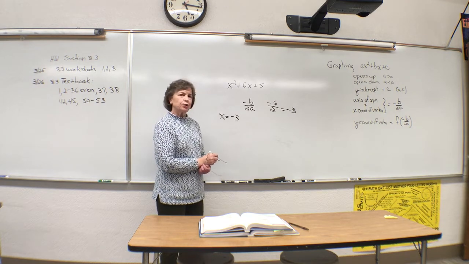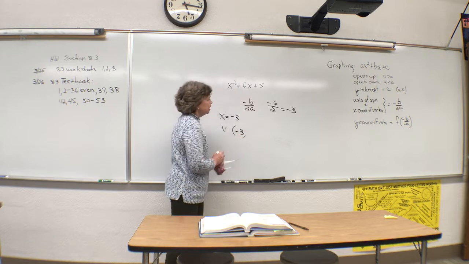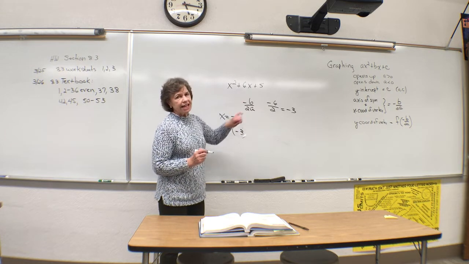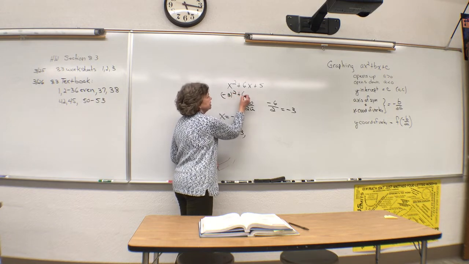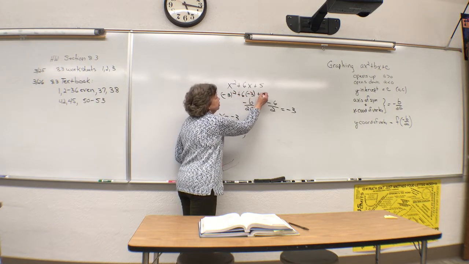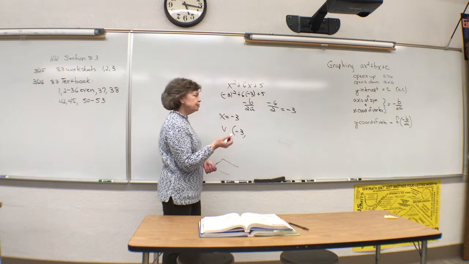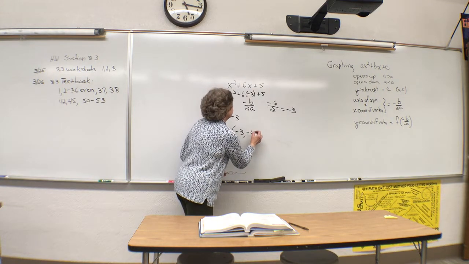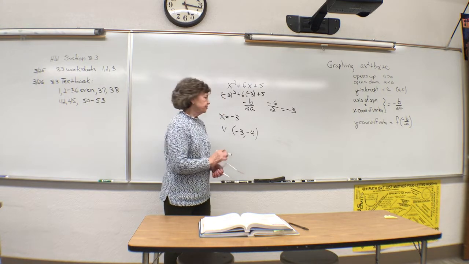That's also the x-coordinate of our vertex. So for the vertex, we already are halfway there. We're going to plug -3 back into that equation and solve. So I have -3 squared plus 6 times -3 plus 5. I have 9 minus 18 is -9 plus 5 is -4. So a vertex at -3, comma -4.